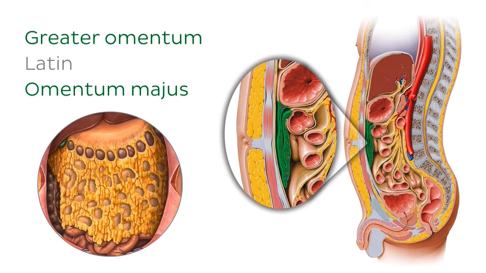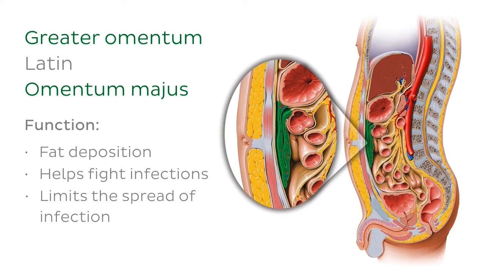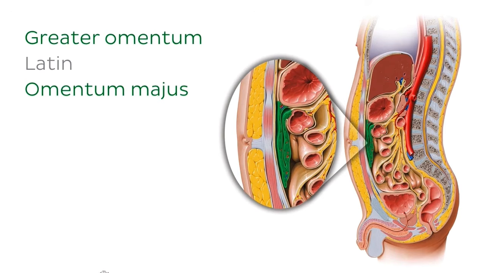Macrophages contained within milky spots of the greater omentum help fight infections of the peritoneum, and it also may physically limit the spread of intraperitoneal infections. The greater omentum often adheres to inflamed visceral organs within the abdomen, which is thought to limit the spread of infection. And the last 2 functions are why it's commonly called the police officer of the abdomen.